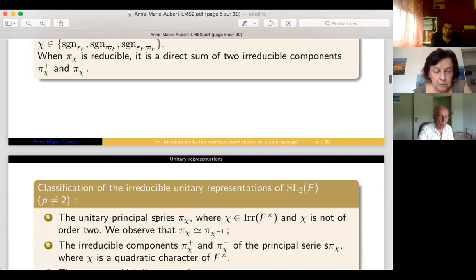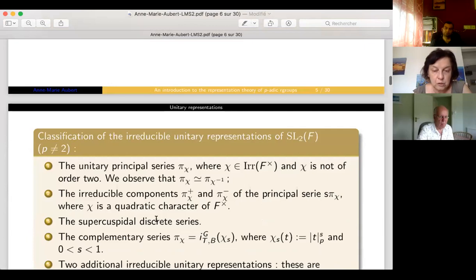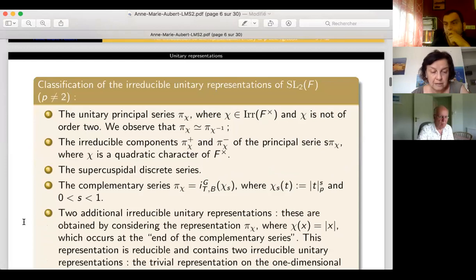So now we can classify the irreducible unitary representations of SL2(F), the unitary dual. I am assuming for simplicity that p is not equal to 2, because if p is 2 we have more supercuspidal representations. We have the unitary principal series, the ones for which pi chi is irreducible, so chi is not equal to its inverse, and pi sub chi is equivalent to pi chi minus 1. We have the two irreducible components of the principal series pi chi when chi is a quadratic character, and the supercuspidal discrete series that we talked about yesterday.